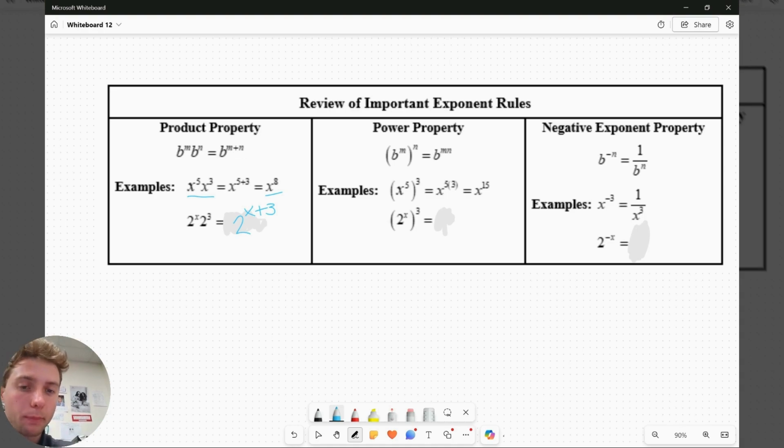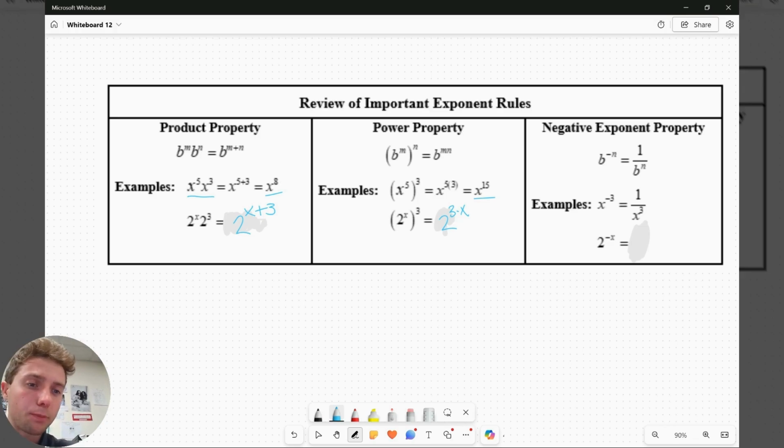Same idea with power property. On this one, we have x to the fifth raised to the third. When a base has more than one exponent, what you do is you multiply. So x to the fifth raised to the third, you multiply those together, giving us x to the 15th. If I have something like 2 to the x raised to the third, it has an exponent of x and 3, so both of those would multiply together, 3 times x or x times 3, whatever order you want to show there.